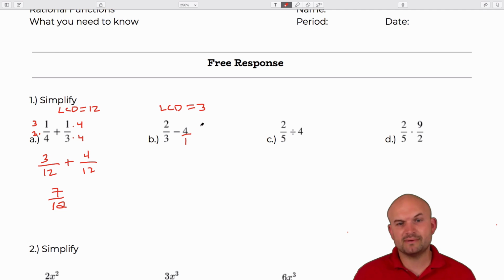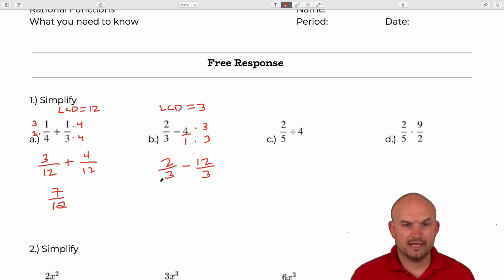So to get 1 to be 3, I'm going to multiply by 3 over 3. Again, that's going to keep my equivalent fraction. So I have 2/3 minus 12/3. All right, so now when I do 2 minus 12, I'm going to get negative 10/3.